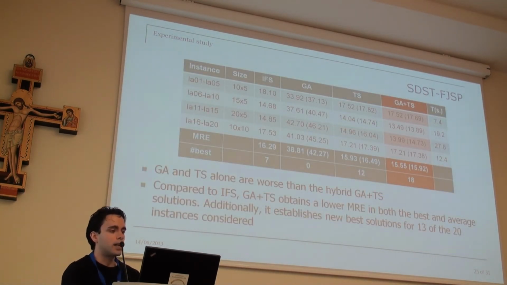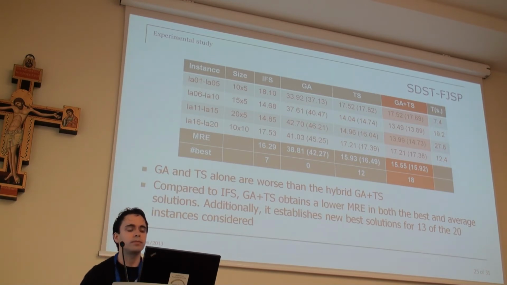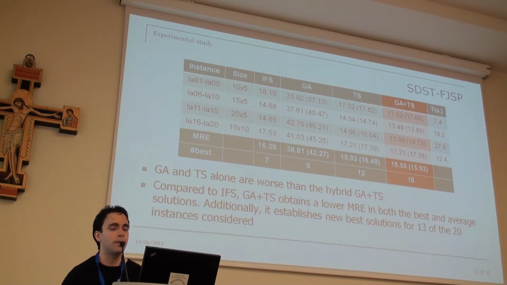Okay, here are the results. The column IFS shows the mean relative error from Angelo Oddi, then the results from the genetic algorithm alone, the results from the tabu search alone, and the results from the hybrid algorithm. We show the mean relative error and in parentheses the mean relative error of the average solution. So the best and the average. And in the final column, the time in seconds of a single run.